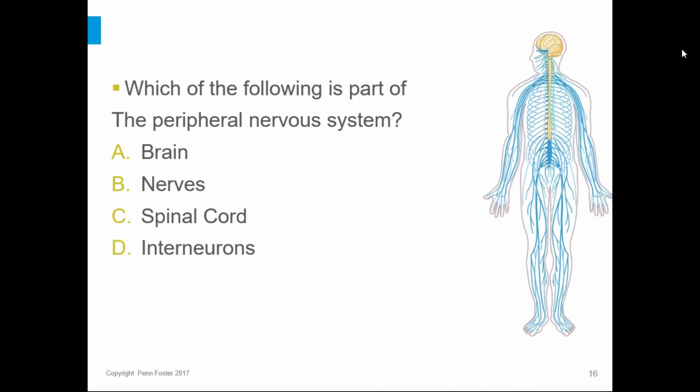Here's another question. This one's a bit shorter. So which of the following is a part of the peripheral nervous system? So again, if you're here live, you should see this poll on your screen. Please answer it. If you're watching the recording, you don't have to answer. Just watch it and think about it. So our choices are for the peripheral nervous system. We have brain, nerves, spinal cord, and interneurons. So I'll give you about a minute to answer those.